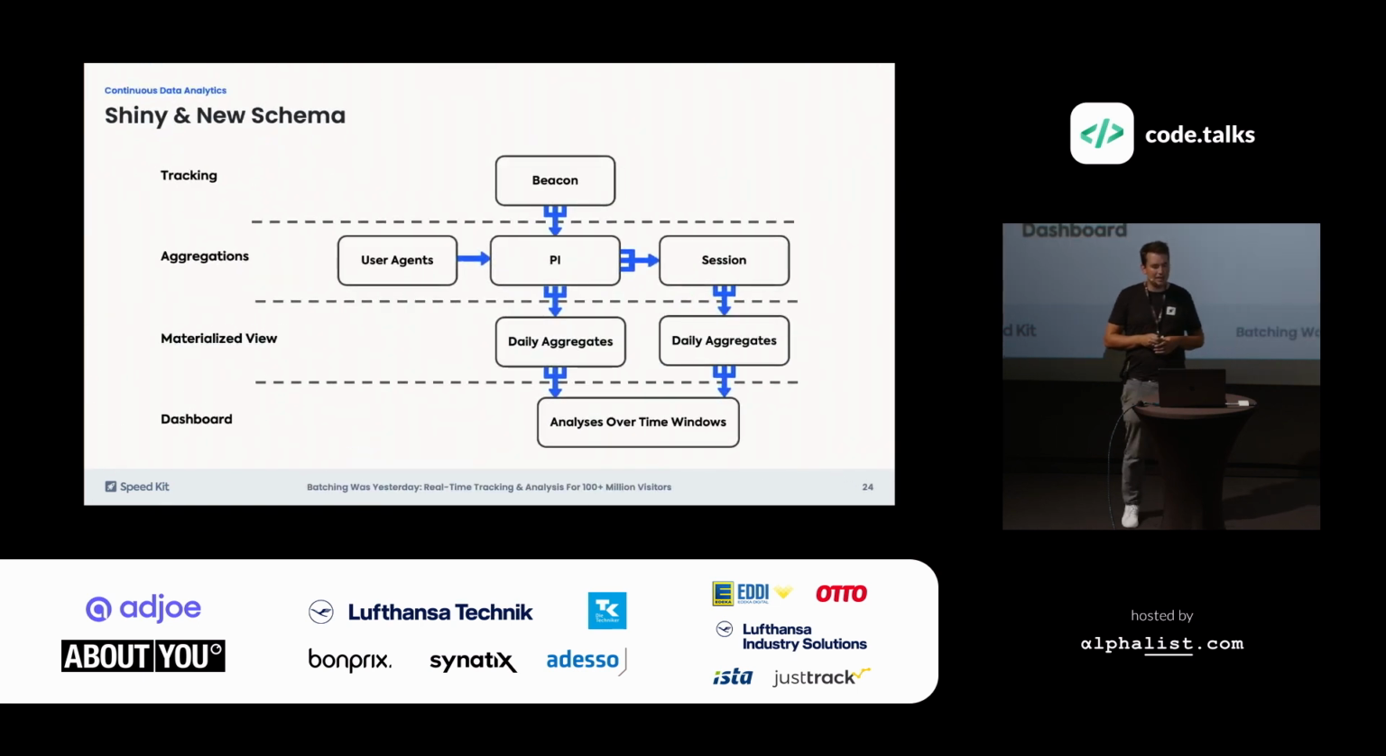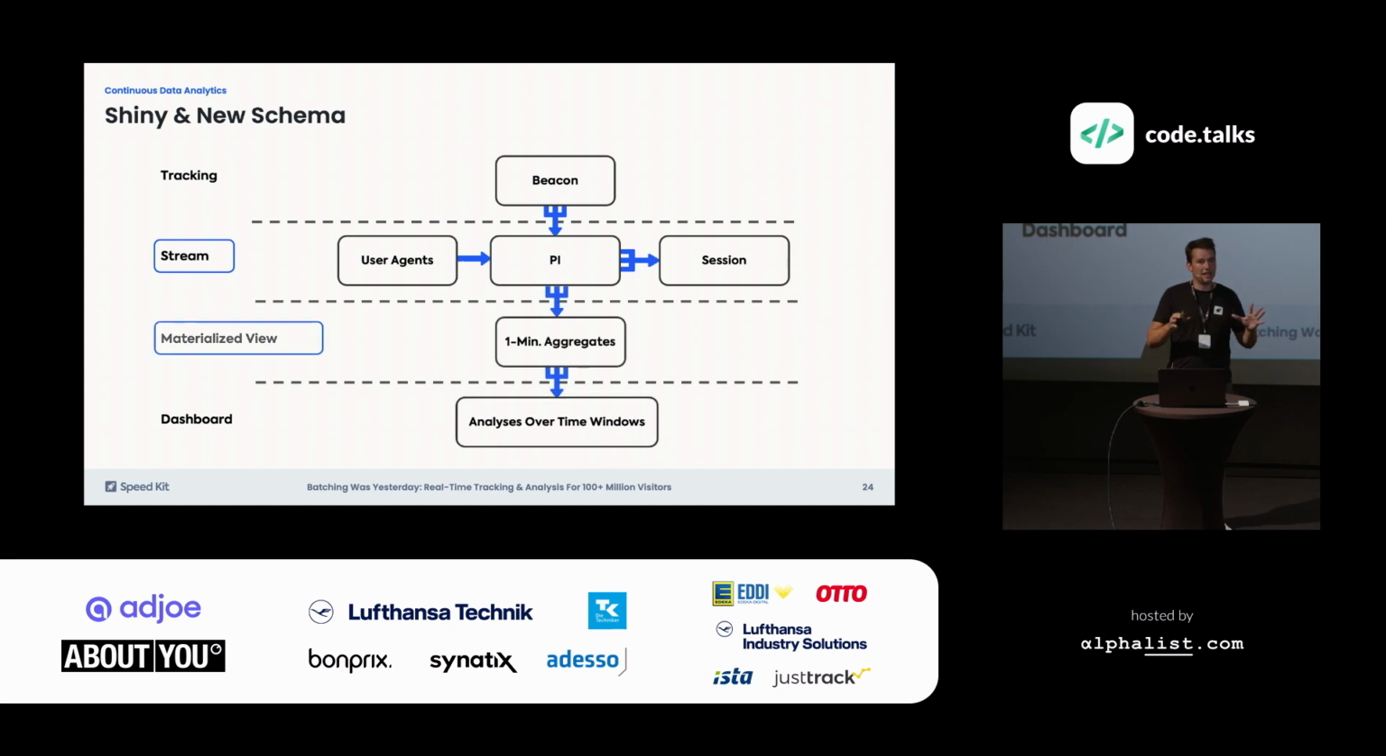Now, the shiny new schema looks like this. We have still the same stuff at the top: our beacons, user agent, page impressions and sessions, but now processed in a streaming fashion instead of these materialized views that are computed once every night. We now have a new format of pre-aggregating things in 1-minute aggregates, because we still need some pre-aggregation to be very performant for the dashboarding layer, but we want to do it in a fashion that you can still run complex queries over that data and get rid of the delay of waiting for long materialization periods. And the dashboard obviously can then be updated in real time.